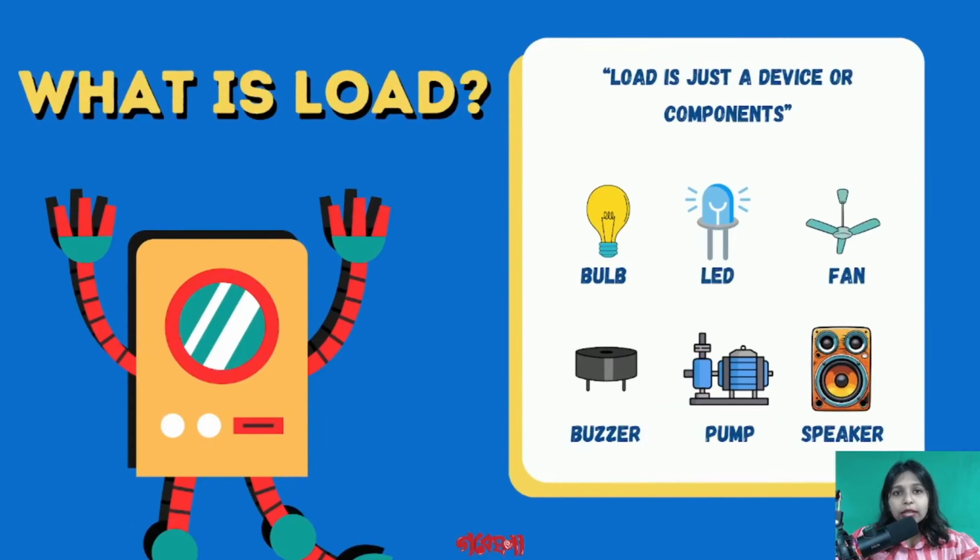What is load? In circuits, a load is simply a device or component that consumes electrical energy and does some work. Examples of loads are bulb, buzzer, pump, speaker, LED, fan. So a bulb produces light, a buzzer makes sound, a pump moves water, a speaker plays sound or music, an LED gives light, a fan spins air.